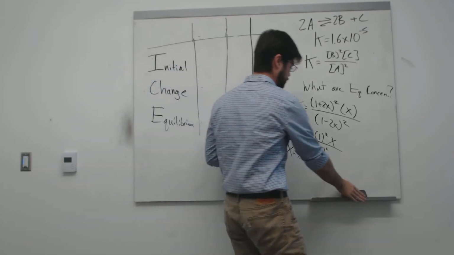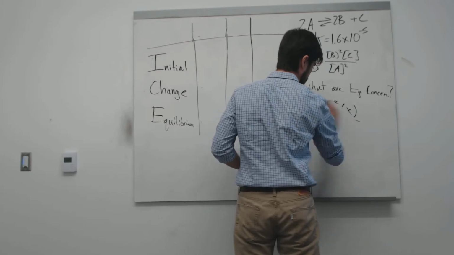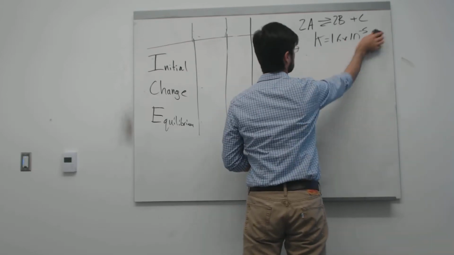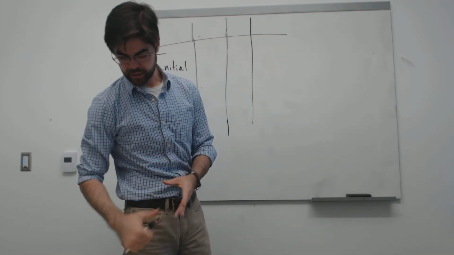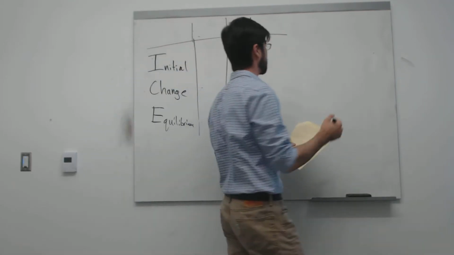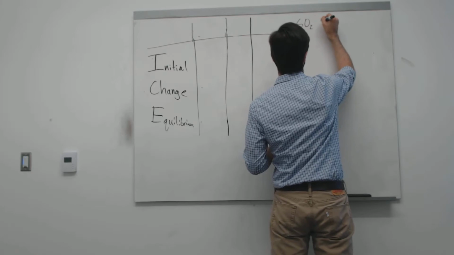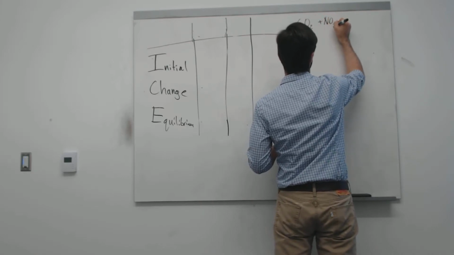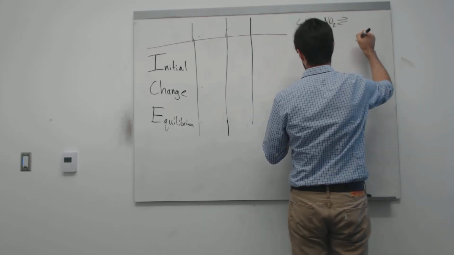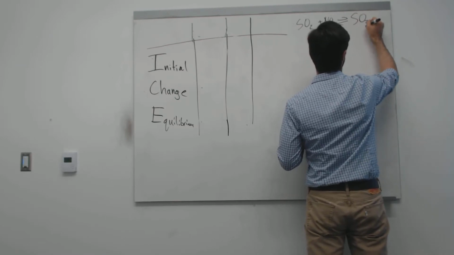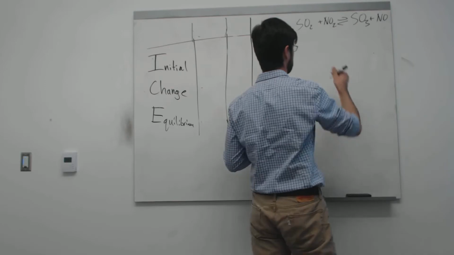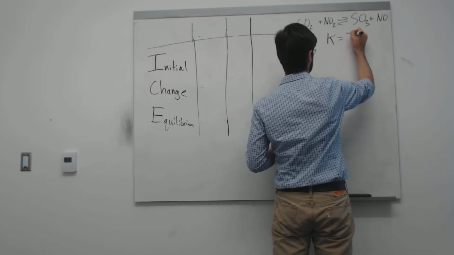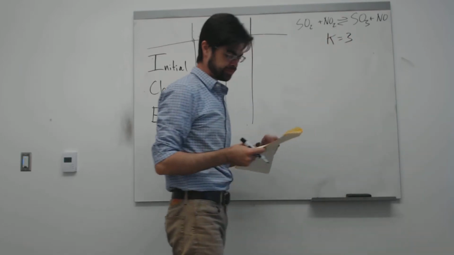So this problem, we say, okay, suppose you have this reaction: sulfur dioxide plus nitrogen dioxide is in equilibrium to produce sulfur trioxide and nitric oxide, and the equilibrium constant for this is about 3.